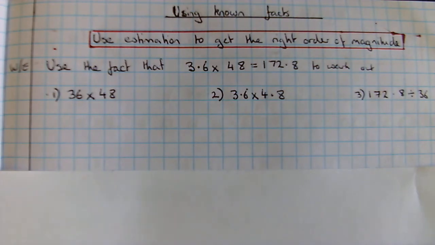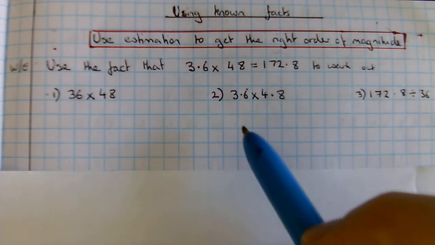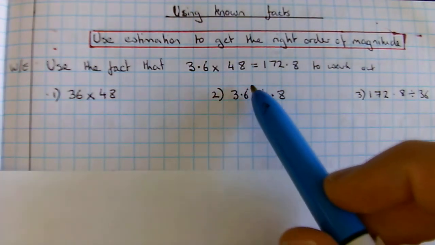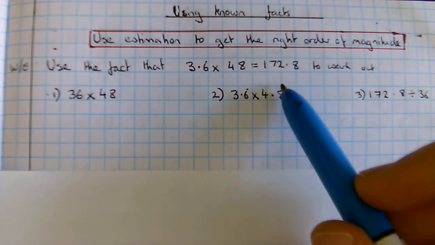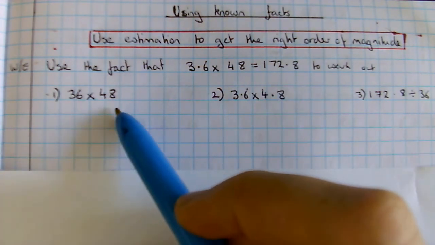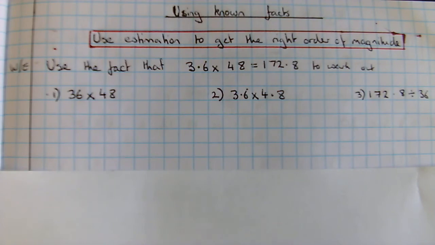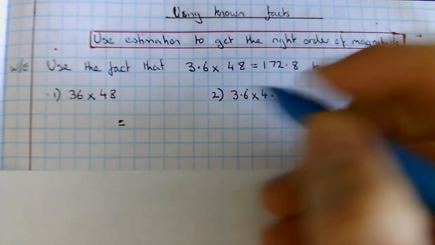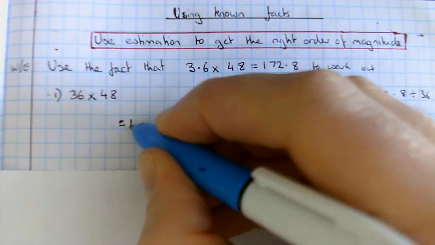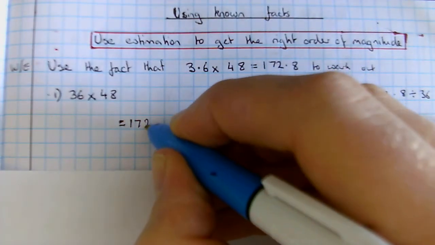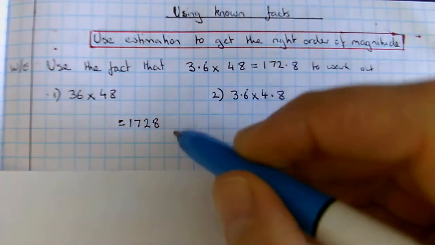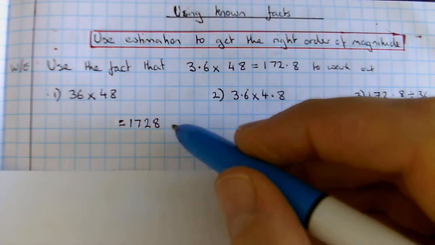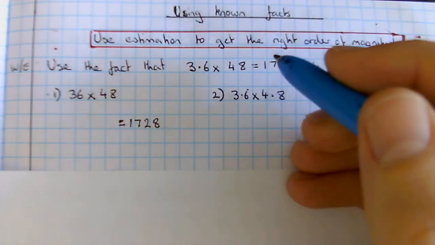So let's take our first example. Given that we know that 3.6 times 48 equals 172.8, we've got exactly the same digits here, it's just we know the place value is going to be different. So I'm going to start by writing that I know that my answer is going to involve 1728. It's just a question of whether I'm going to need to put zeros after the answer or put a decimal point somewhere in it.